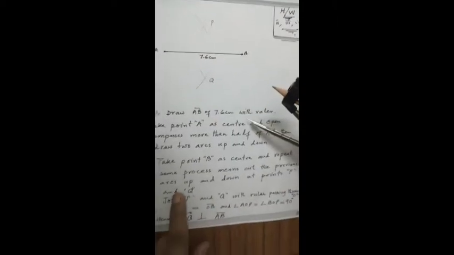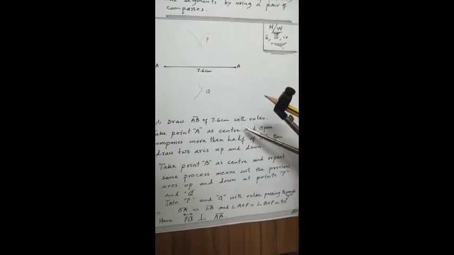I will label it with another pencil. This is the point P and this is the point Q. Third step, take the point B as center and repeat the same procedure, that means cut the previous arcs up and down at the points P and Q.